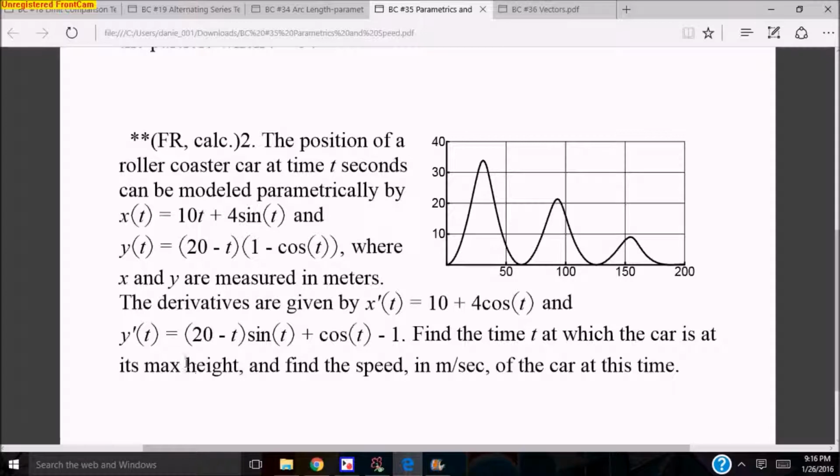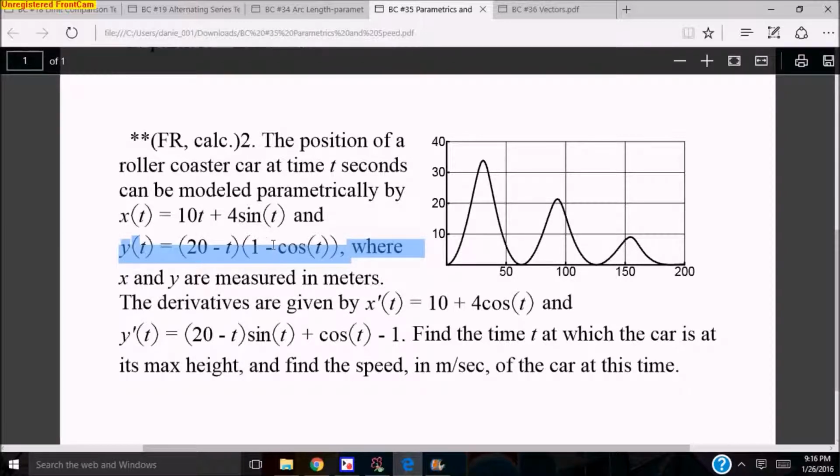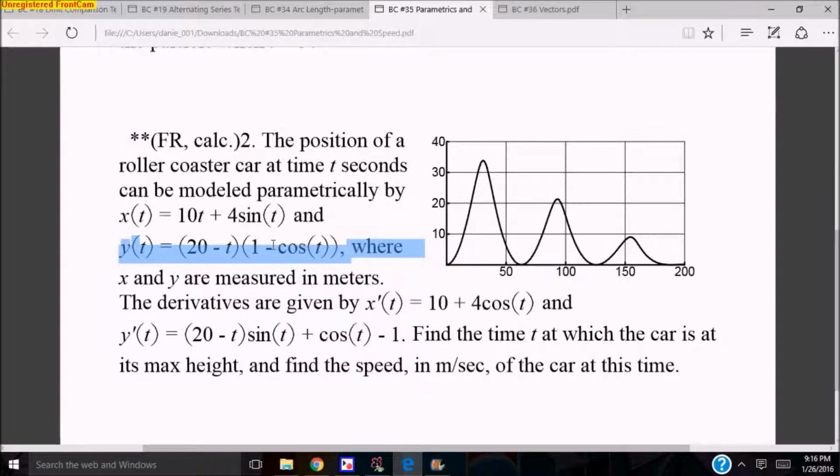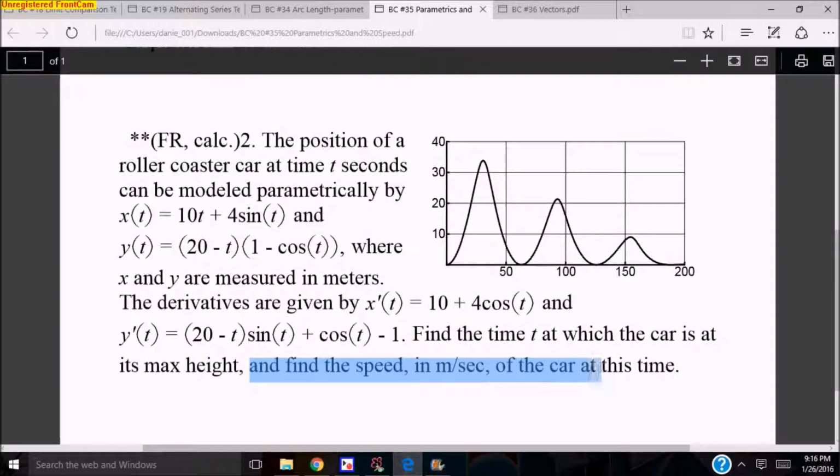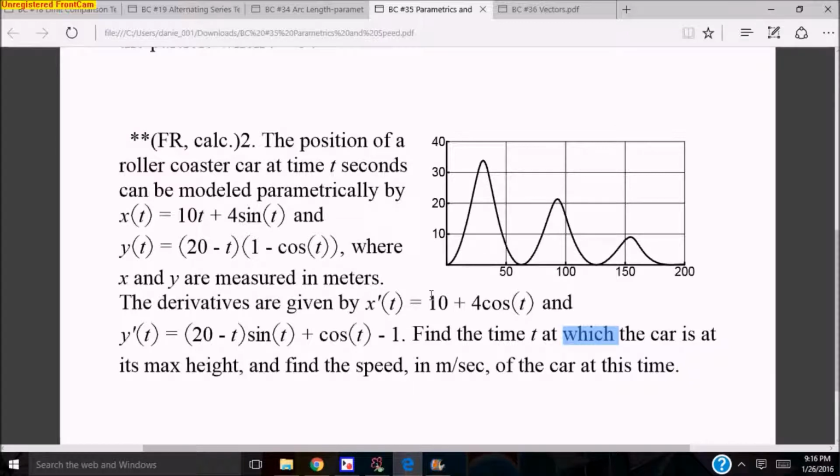They didn't actually ask me for the maximum height. I could find it by taking that time and plugging it into our y function, but they did not ask me that. In fact, I could find my total position by putting that time into both the x and the y and getting an ordered pair. But the thing that they did ask me to find would be the speed of the car at that time. So once we found that time, they were asking us to use that speed formula that we just looked at to determine the speed of this car at that time.